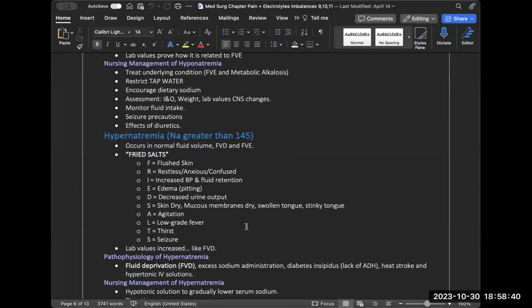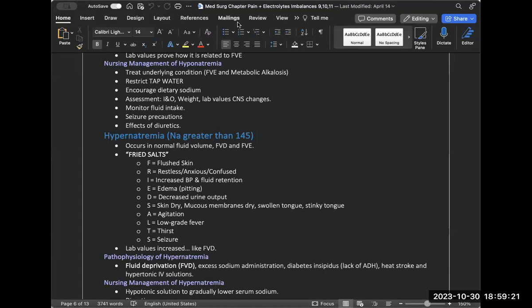Nursing management of hyponatremia, very, very important, okay? Seizure precautions, that is your first choice. Then you're looking at assessments of the I&Os, the weight, the lab values, okay? And any mental status changes, because as I said, they can become lethargic, which means confused. So we want to look at those things. We want to restrict tap water because, if I'm understanding it correctly, I remember when I learned it, they said there's something in tap water that's going to further hurt the low salt levels. So we do not want to give them tap water. Okay, so keep a note of that.